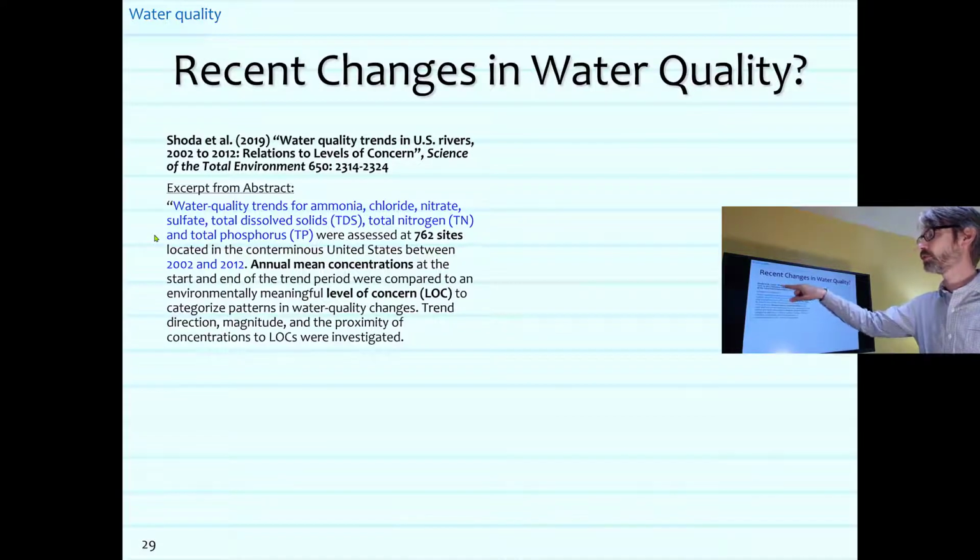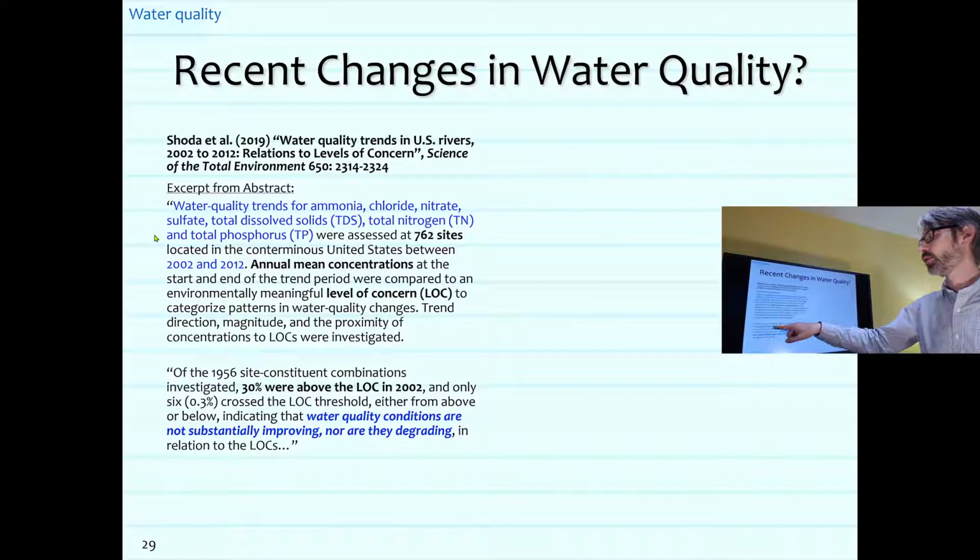And so here's a recent study on water quality trends in US rivers over 10 years from 2002 to 2012, published in 2019. So they looked at water quality trends for ammonia, chloride, nitrate, sulfate, TDS, total nitrogen, and total phosphorus at 762 sites in the coterminous United States. And what they found was very interesting, which was that water quality conditions are not substantially improving in the United States, but nor are they degrading.